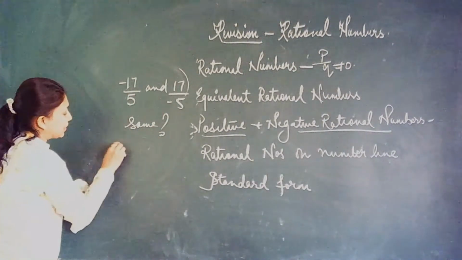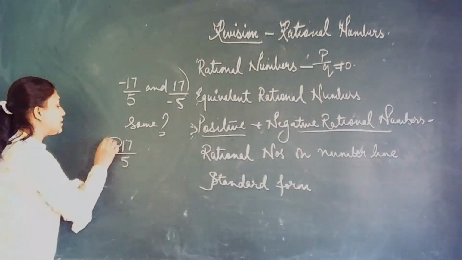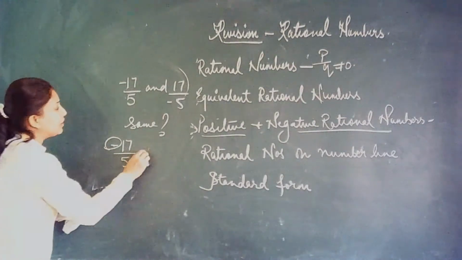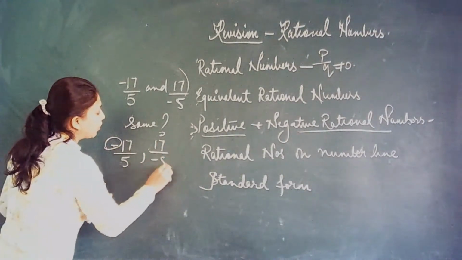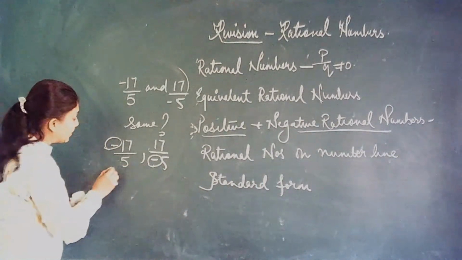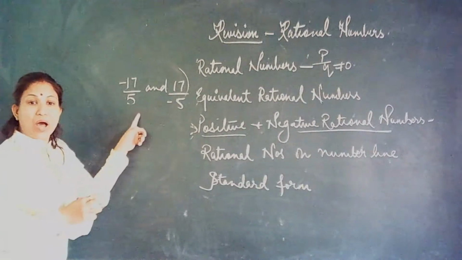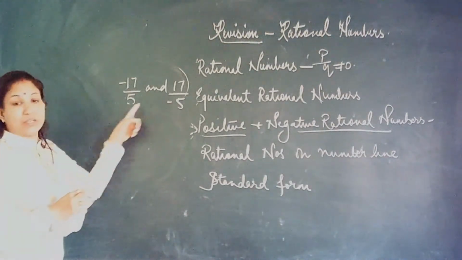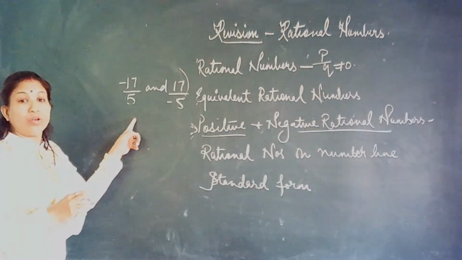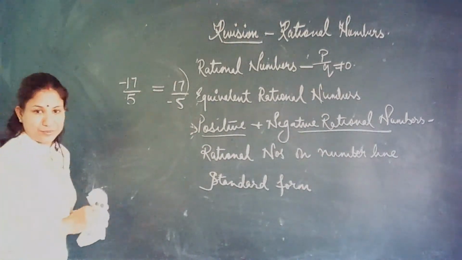You must be thinking that in minus 17 upon 5, 17 has a negative sign, and here at the denominator you have a negative sign, whereas here you don't have. So you may think that these two are different rational numbers, that they are not the same, not equal. But the fact is both are equal.